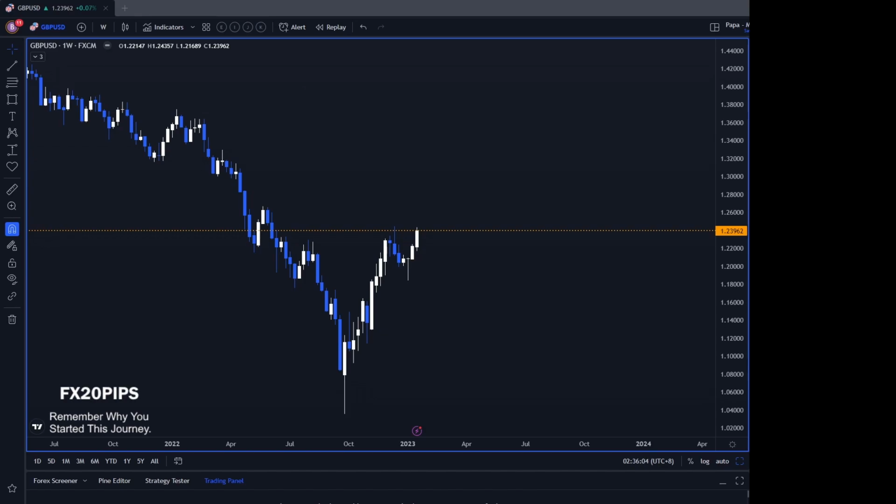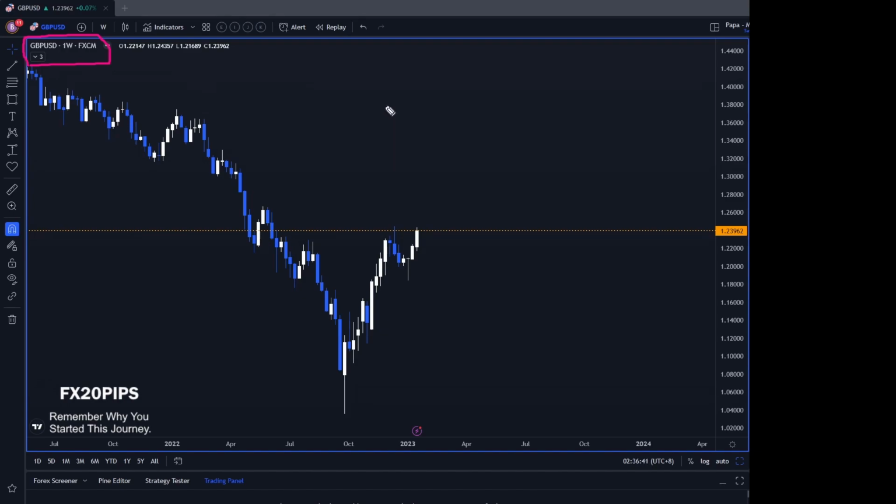Today is Monday, 23rd of January, 2:36 a.m. GMT plus 8 my time, and I am currently looking at the GBPUSD on a weekly chart. So basically, what I'm doing now is doing this weekly analysis for GBPUSD for the following Monday all the way to Friday. All right.